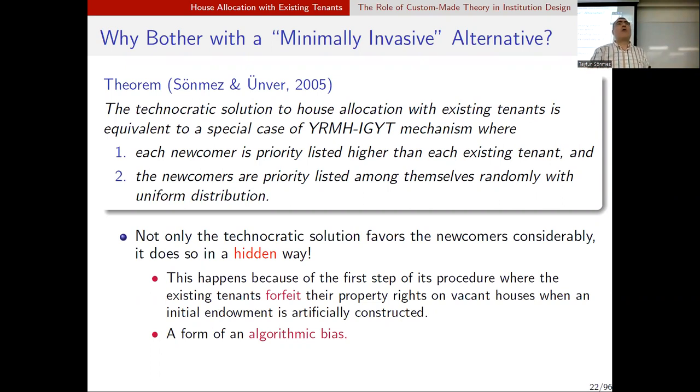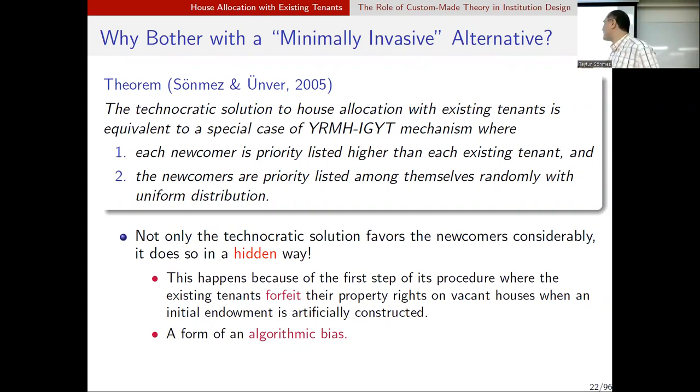So of all things I can do with my mechanism, what they suggest is a very specific member which favors newcomers as much as you can, subject to the condition that you are fair, you treat them equally. Now, is this what most housing offices really want to do? Give higher priority to newcomers compared to existing tenants, right? So basically what I'm saying is there is a subtle bias in the theorist mechanism.